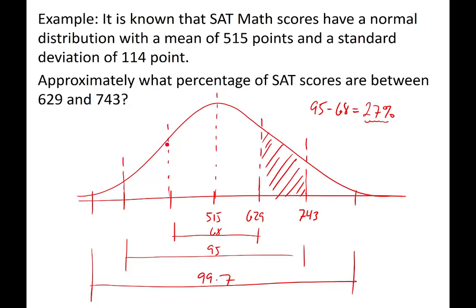But that 27% is going to be split equally between this chunk and the chunk we actually want. So we take that 27 and cut it in half, and we'll find that it's going to be about 13.5% in that range. So there's 13.5% here, and also about 13.5% in that piece as well. Right? Questions about that?